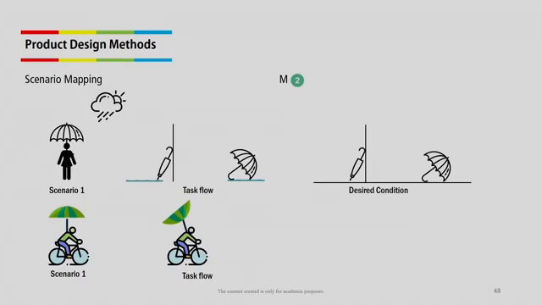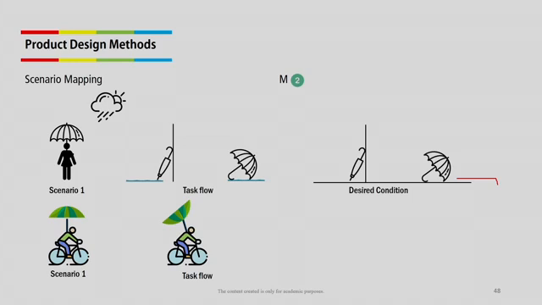Next method is scenario mapping. Here you will be analyzing the scenario, how the user is performing a particular task. For example, here the user is using the umbrella, but after using the umbrella, when they are putting it down, there may be a lot of water on the floor. So, what is the desired condition? In the desired condition, there should not be any kind of water, right.